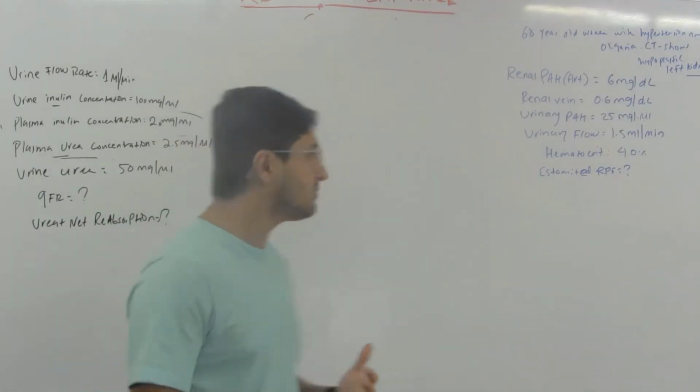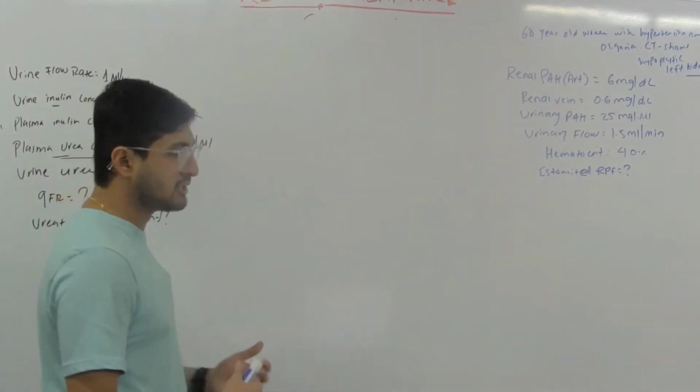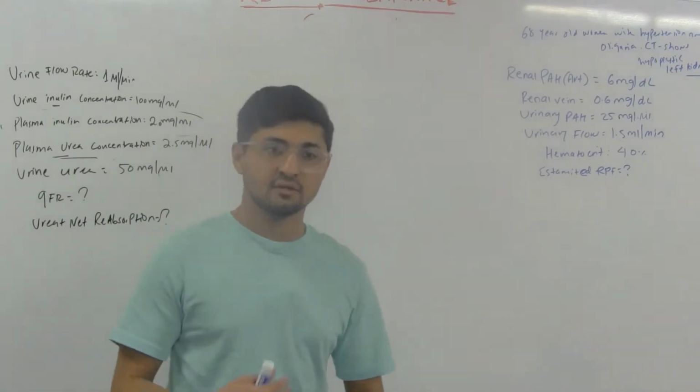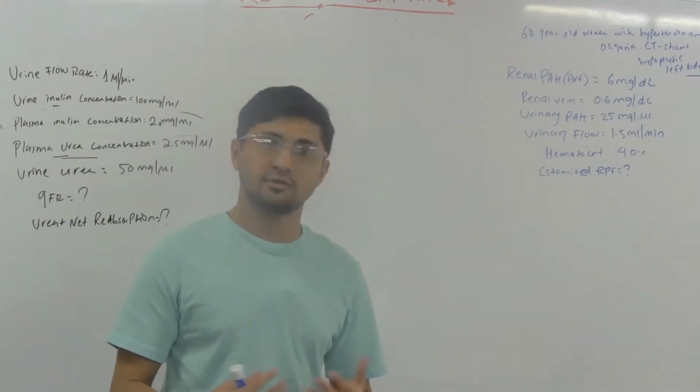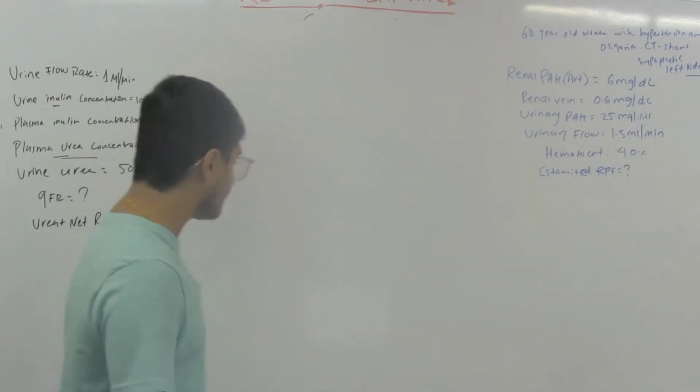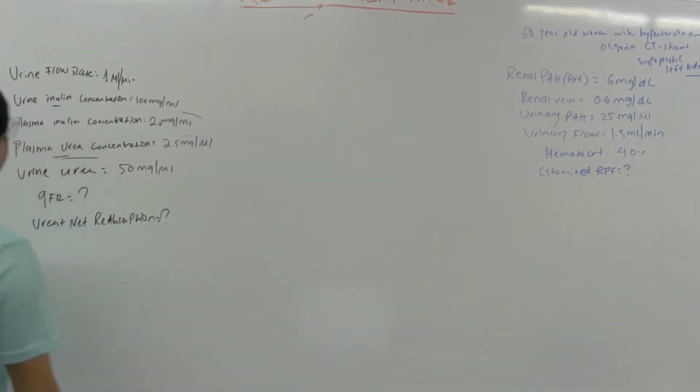They're going to give you a bunch of numbers and ask you to find, let's say, glomerular filtration rate, or renal plasma flow. We'll do it right now. So why don't we talk about this one right here?